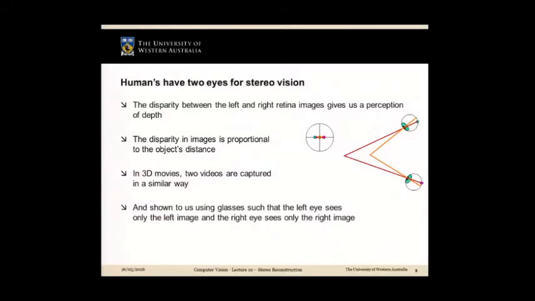Now, what happens in 3D movies? Two videos are captured in a similar way, but they have horizontally polarized lenses and vertically polarized lenses. So an image is formed on one lens, an image is formed on another one, and all the processing is actually done in your brain. They're not doing any 3D processing for the 3D videos. It's just the acquisition system that creates this disparity. All the processing, all that 3D perception, is being done in your brain.